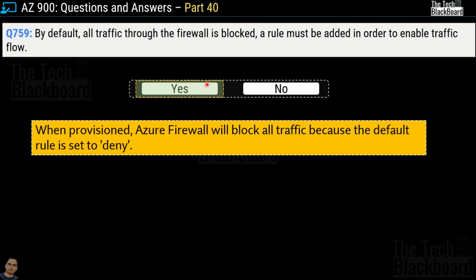So you must understand when you provision the Azure Firewall, by default, all the traffic will be blocked. But in case you want to enable traffic, then you have to add a rule. And what is that rule? Well, you have to set the rule to deny. And please focus, my friends, the default rule of Azure Firewall is always set to deny. That's why it blocks all the traffic through the firewall. I hope you understood the concepts around firewall and why and when we should use it.